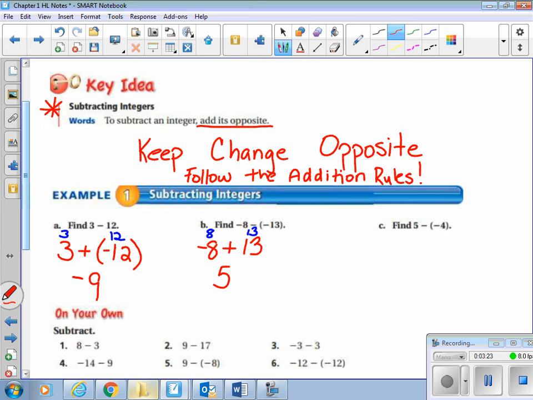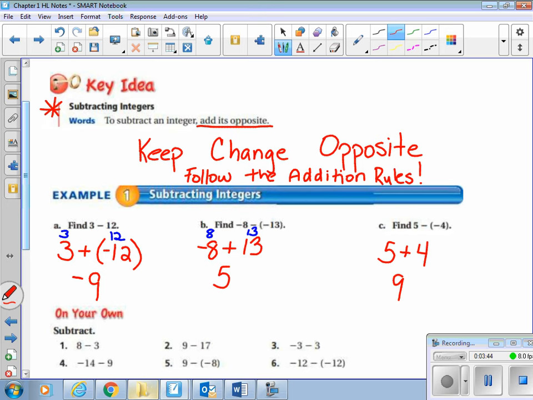In part C, again, keep, change, opposite. So 5 stays as a 5. Subtraction becomes addition. The opposite of negative 4 would be a positive 4. I'm looking at addition of two positive numbers. My signs are the same. Therefore, I add them and keep that positive sign. My answer would be positive 9.